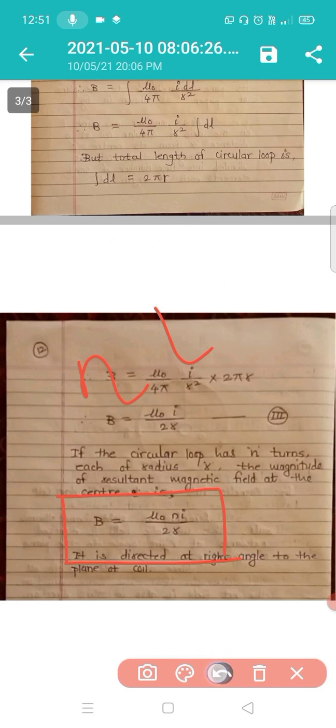I hope you all got the second application of Biot-Savart's law, the magnetic field due to a current carrying circular coil at the center of the coil. The next part is in the next class.